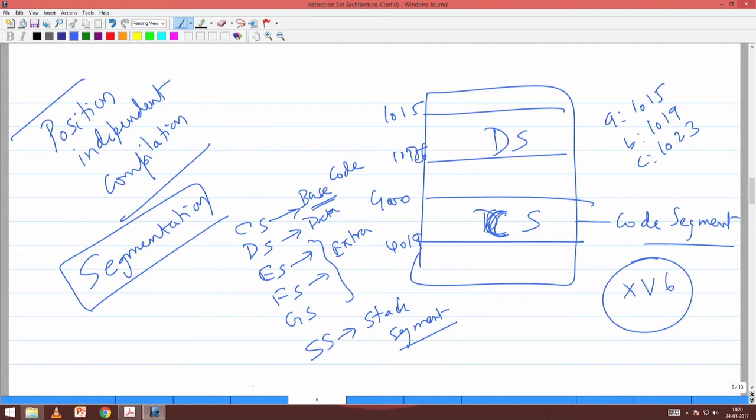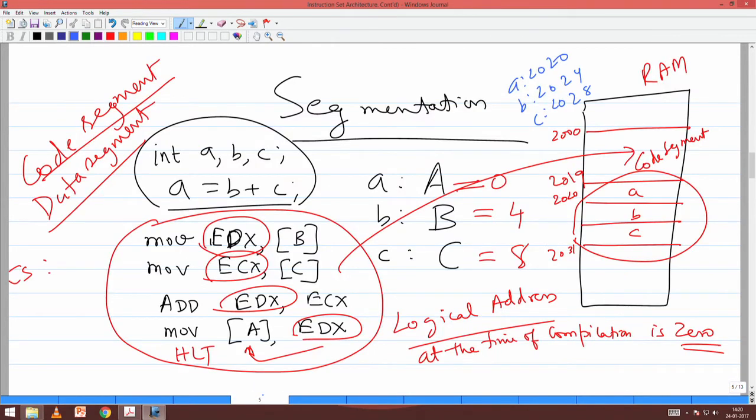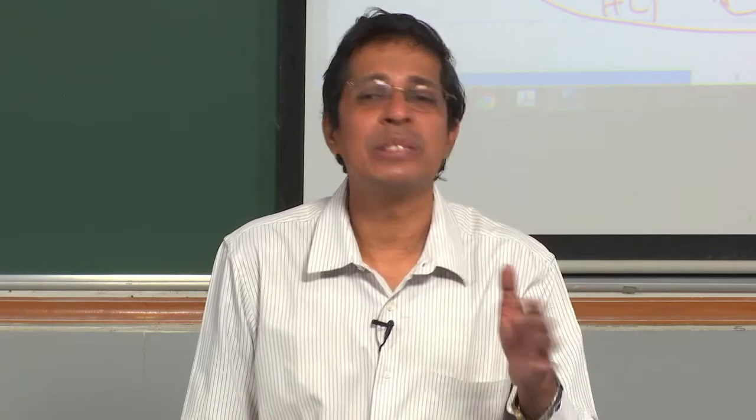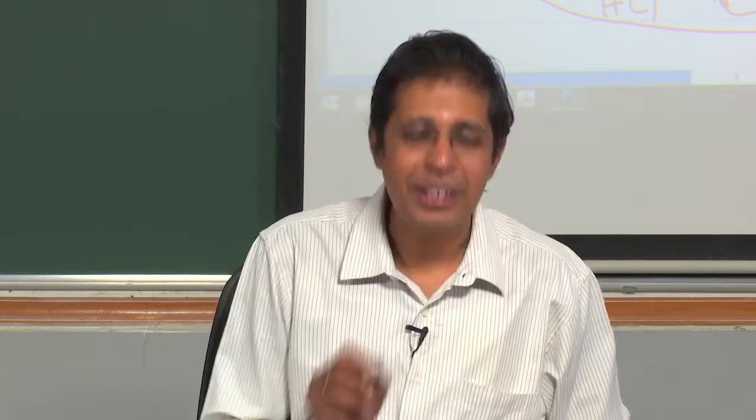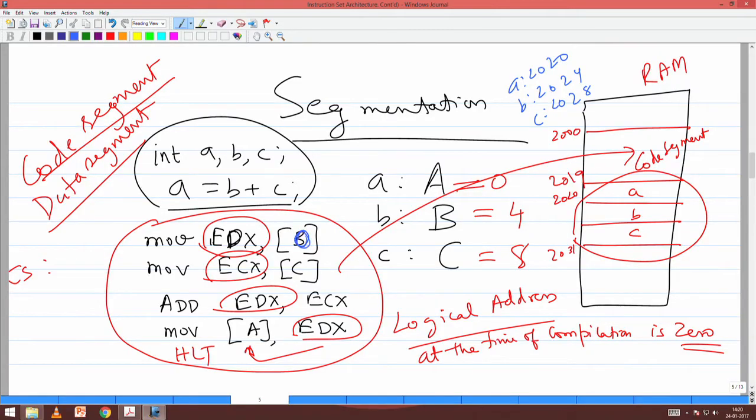Now what we do is, whenever I access memory, automatically the address that is stored in DS will get added to your address. For example, I would have put here 0, here 4, here 4, here 8, and here 0 while compilation.